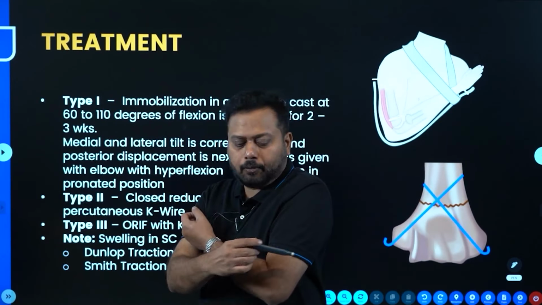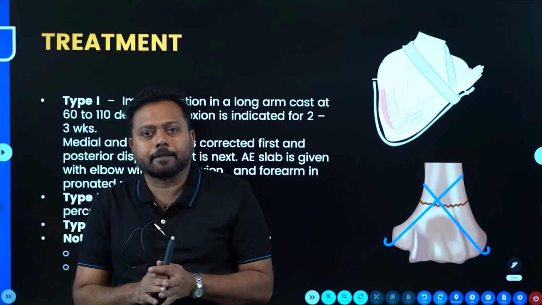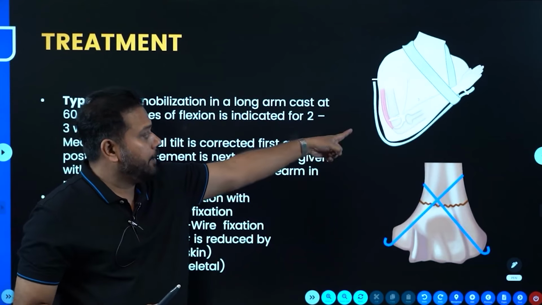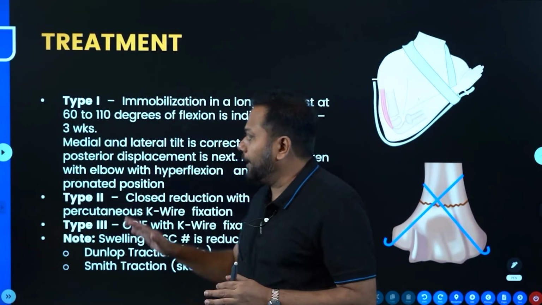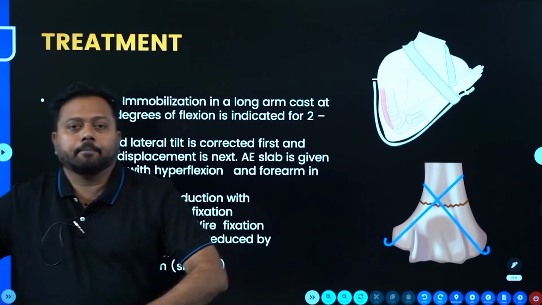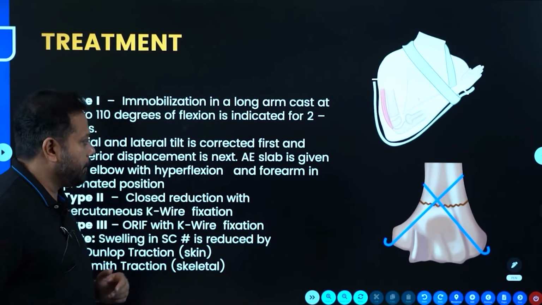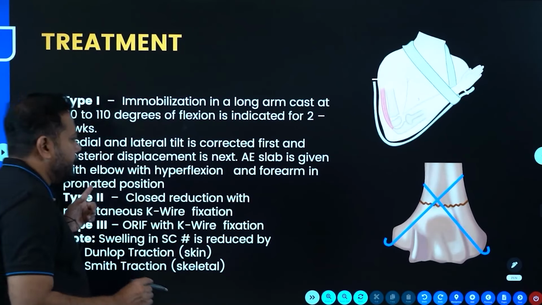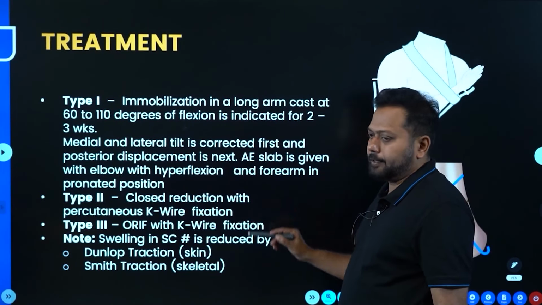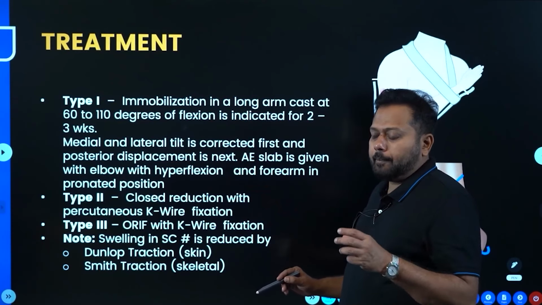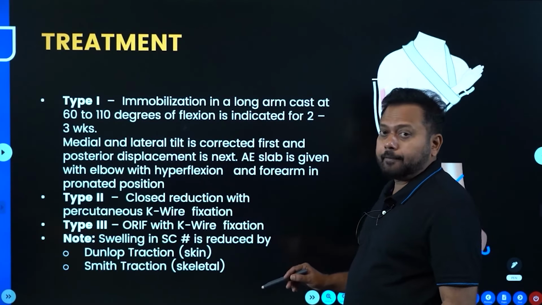When I flex like this, the triceps will act like a splint, and it will prevent further disturbance of the fracture site. It acts as an internal splint, and your fracture will heal in 3 to 4 weeks maximum. That is the treatment of choice. Type 1: immobilization in a long arm cast in 110 degree flexion. And there is a rule actually: medial and lateral tilt is corrected first and posterior displacement next. I said the most common type is posteromedial, so you correct the medial first, then the posterior. That will give a good reduction.